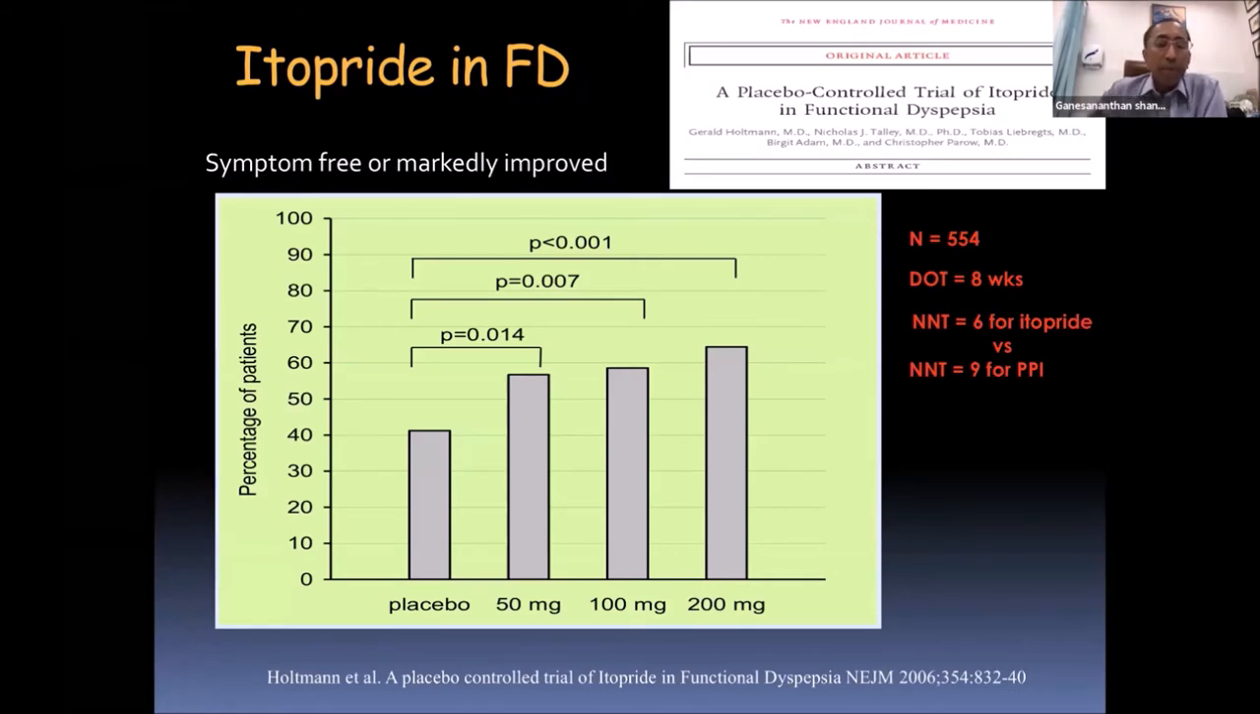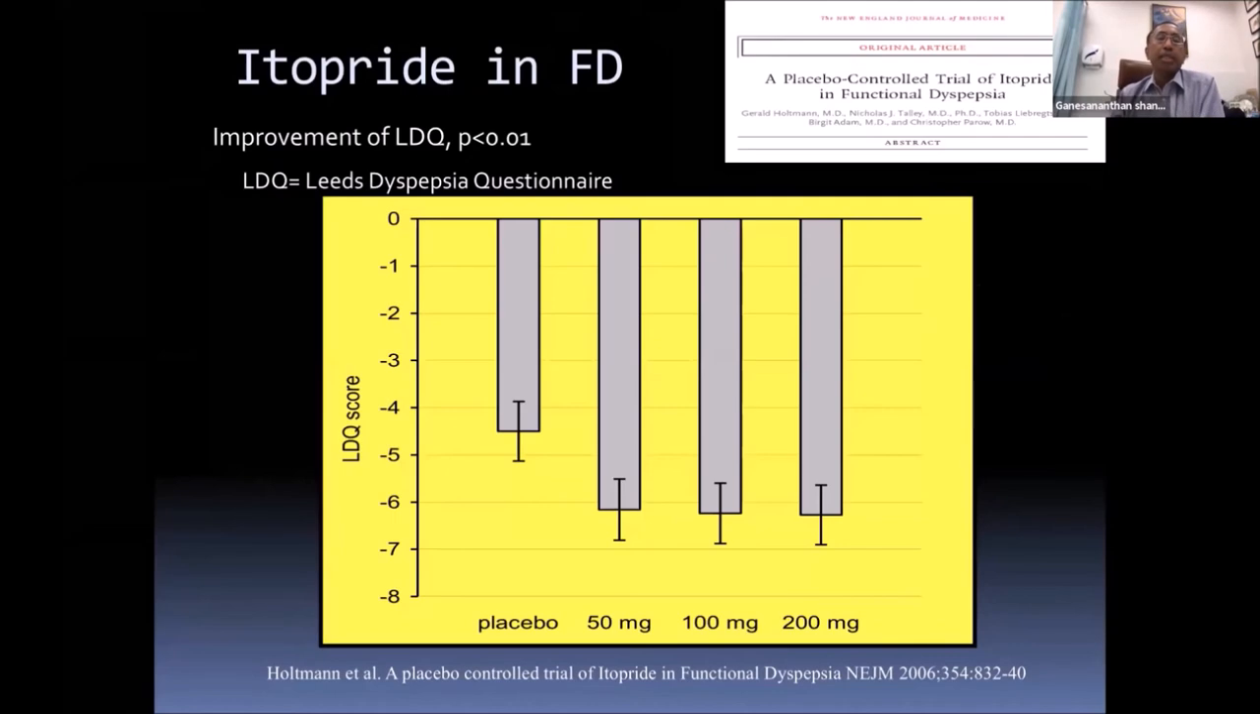The hallmark paper came from Gerald Holtmann in Adelaide. He was trying to get the dose of itopride in patients with functional dyspepsia. His number needed to treat was 6 for itopride, and that was very impressive as compared to proton pump inhibitors in a selected group of patients. These are the functional dyspeptic patients.